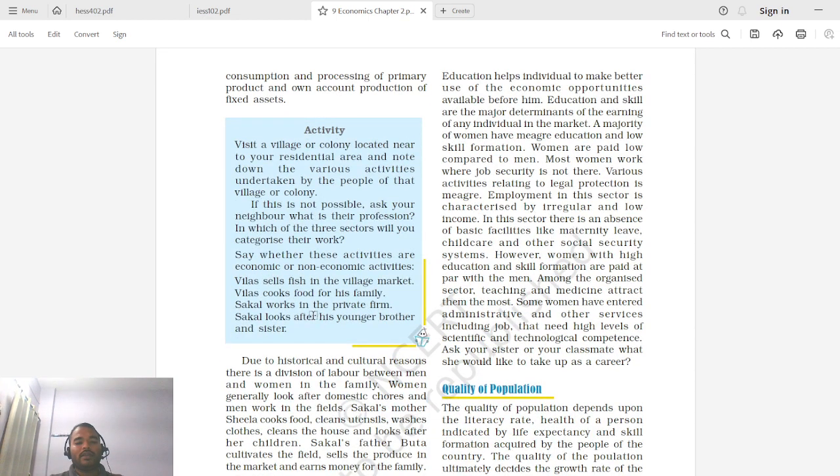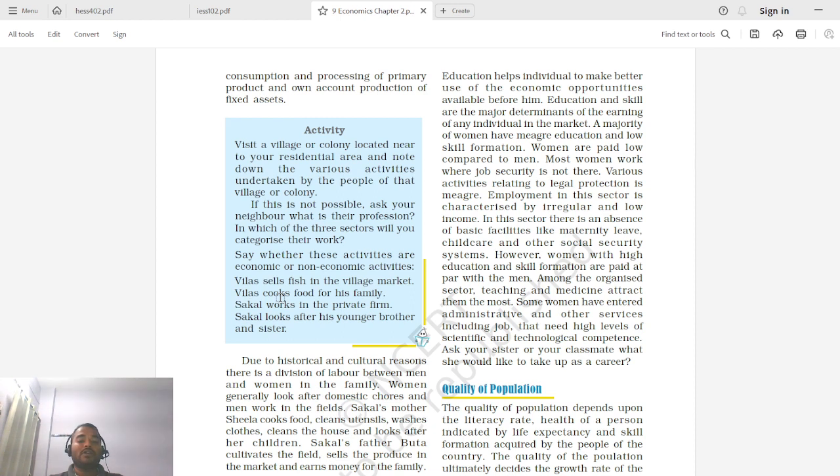So we have an activity here. Let us read it out. Visit a village or colony located near your residential area and note down the various activities undertaken by people of that area. You have to do a survey of your neighborhood and try to understand in which activities different people are involved. If this is not possible, ask your neighbor about their profession, and in which of the three sectors you will categorize their work. Try to classify these activities into the three categories we have seen earlier, that is primary, secondary and tertiary.